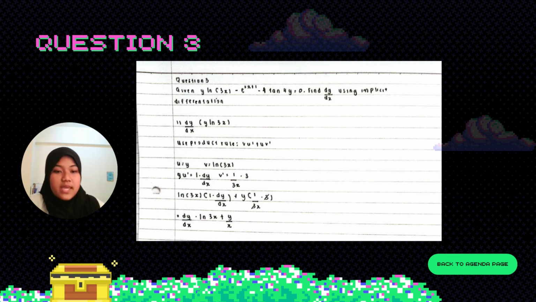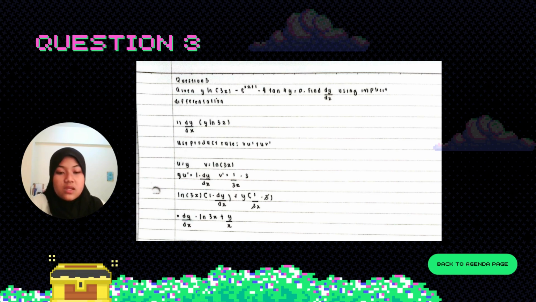Let's go to the first part. The first part is we need to differentiate y ln 3x. Since this is a product of two functions, we will use the product rule by substituting the functions given into the formula, which is vu prime plus uv prime. But remember this, every time you differentiate a term with y, we will multiply with dy over dx. So let's see. The u is y and the u prime is 1 multiplied with dy over dx.